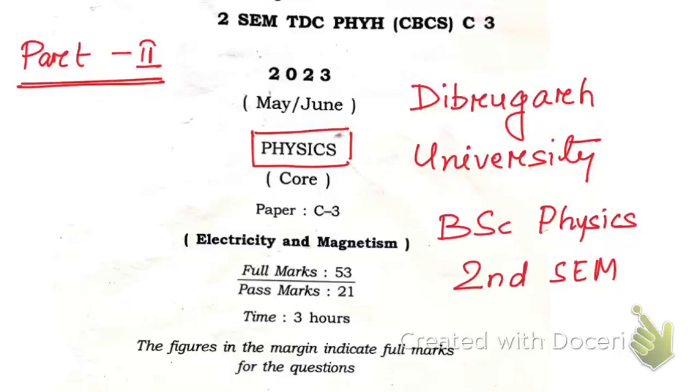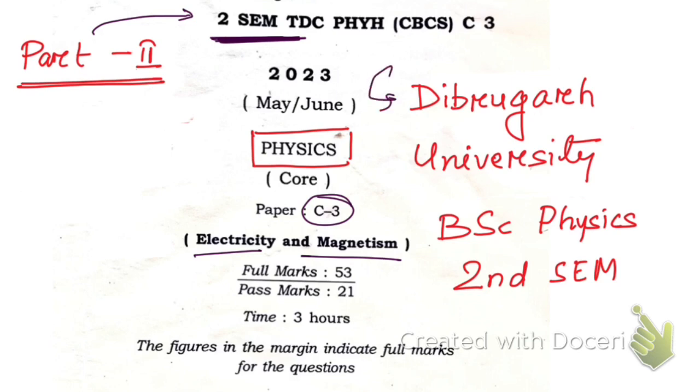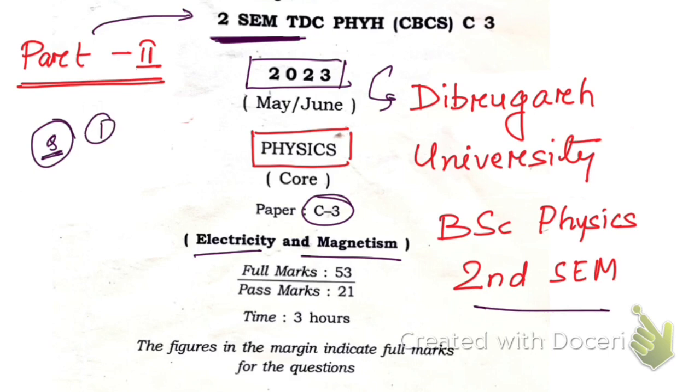Hello friends, this is part 2 of the solution to the Electricity and Magnetism paper C-3 of second semester BSc Physics, Dibrugarh University, 2023. In the first part we have solved question number 1, all the multiple choice questions.